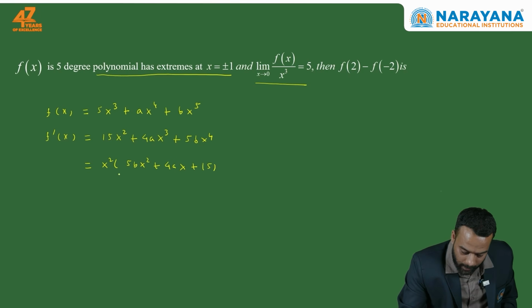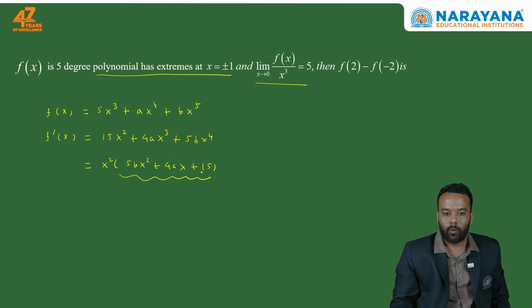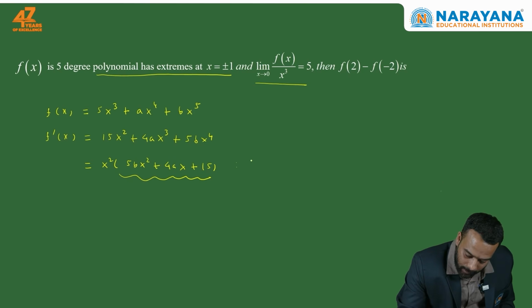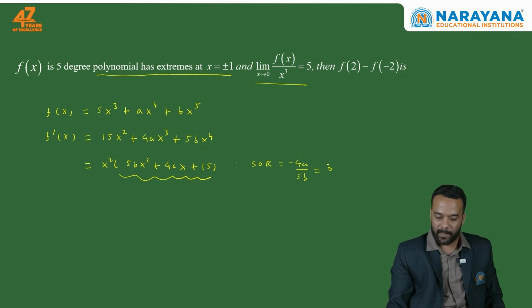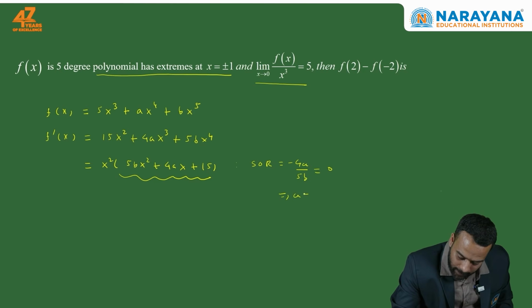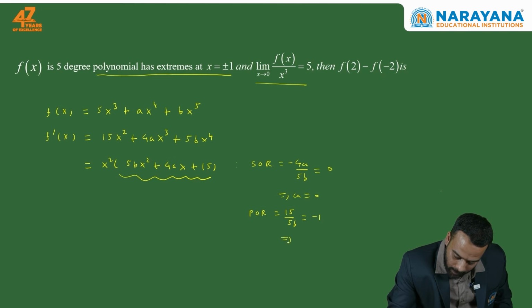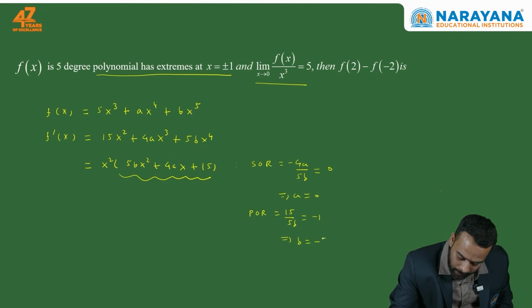Now the roots of this quadratic are given to us as plus and minus 1. So what will be the sum of the roots? The sum of the roots will be minus 4a by 5b, which is clearly 0 because the roots of the derivative are plus and minus 1. So straightforward it gives a is 0. Similarly, the product of the roots is going to be 15 by 5b, and that is going to be 1 into minus 1, that is minus 1. So from here we can see that the value of b will be minus 3.